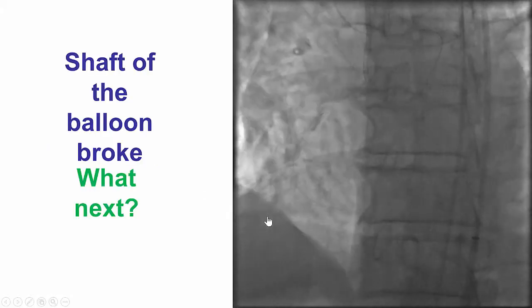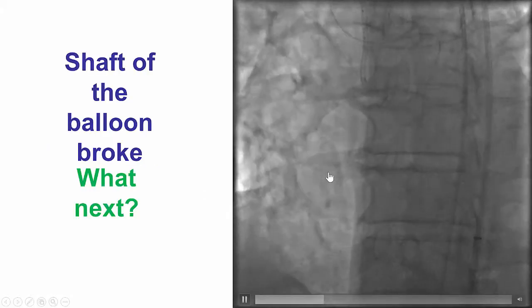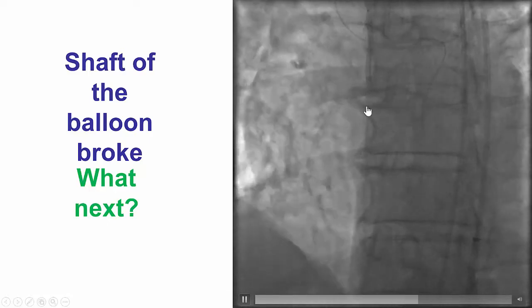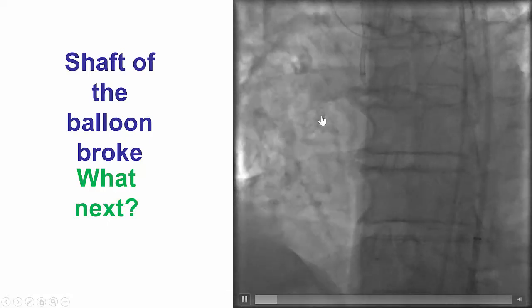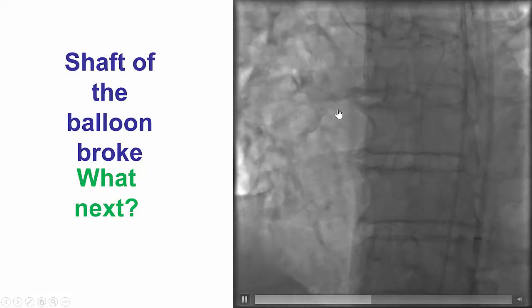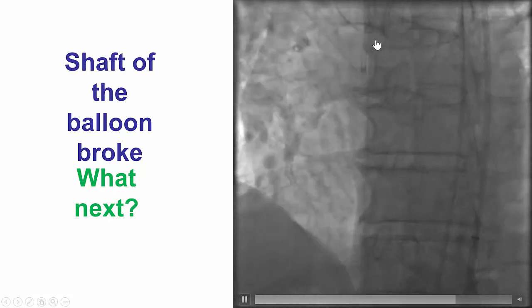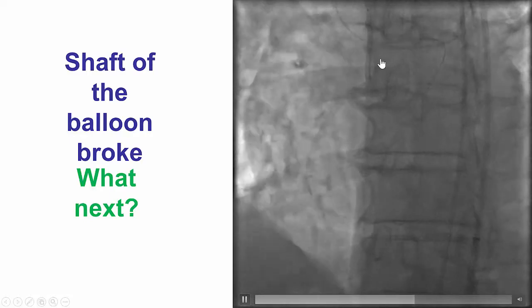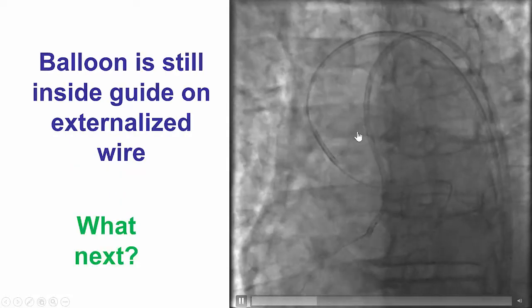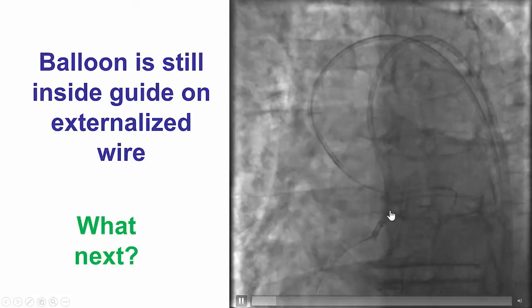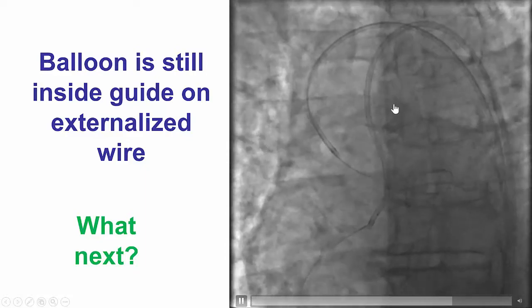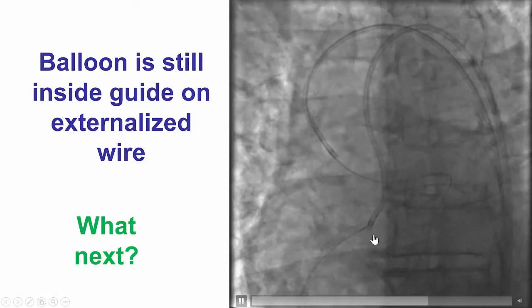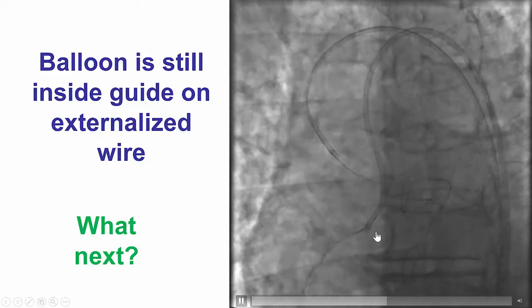However, we should never relax, because immediately after that, the shaft of the NC balloon used to post-dilate the stent came out, but the balloon did not, and the balloon tip remained inside the antegrade guide catheter. So this is a challenging situation, especially because we have an externalized guide wire. If we had just a regular angioplasty, it would be very simple.